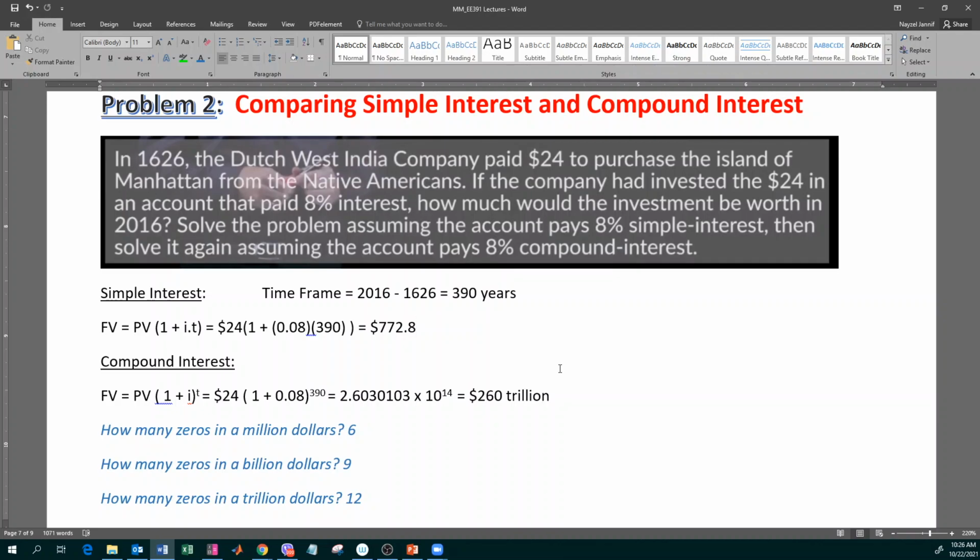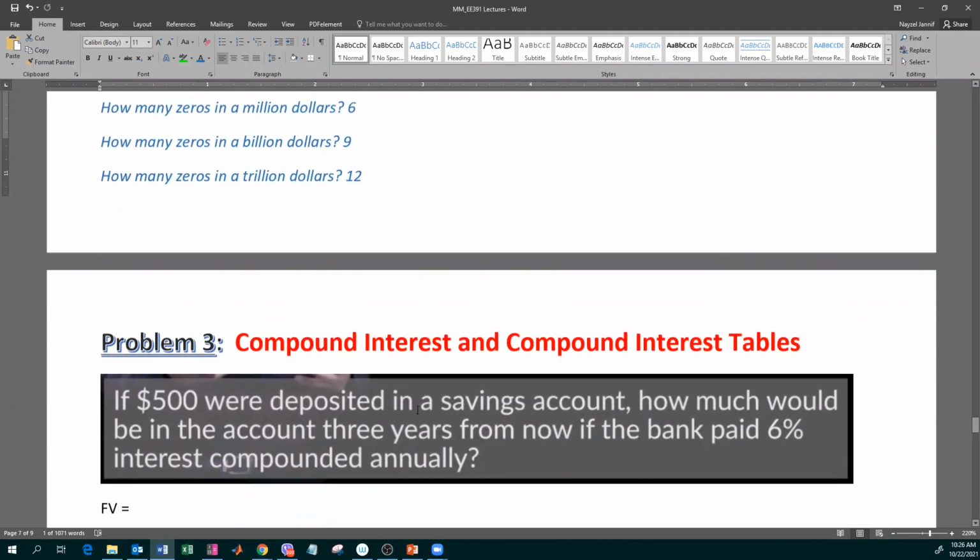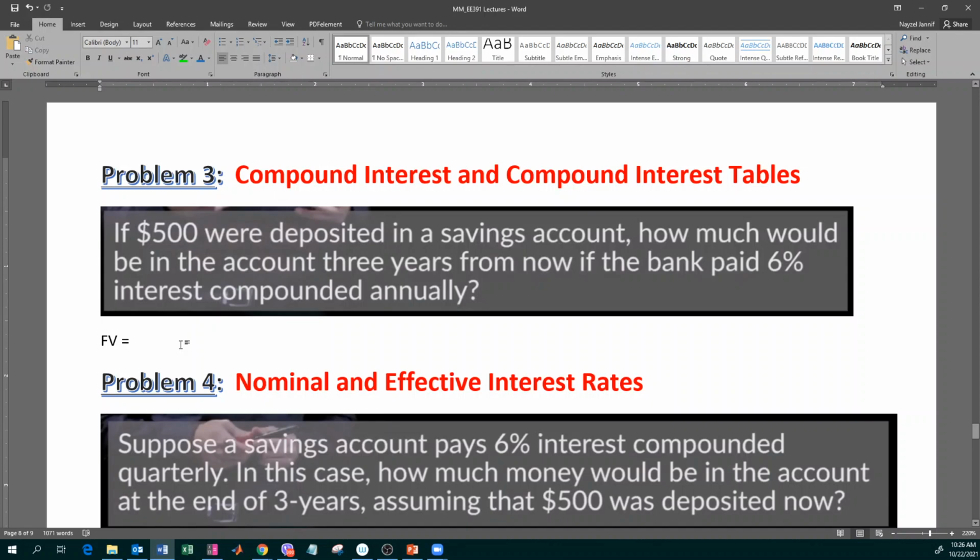So you can imagine they would have had $260 trillion now if it was compounded. Even if you made it at 6% or 5%, still it would have been in the trillions of dollars. But they sold it for $24. But if they would have just done simple interest, it would have been nothing right now. Just $772.